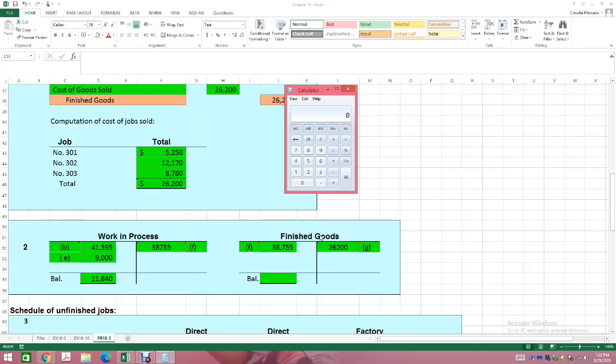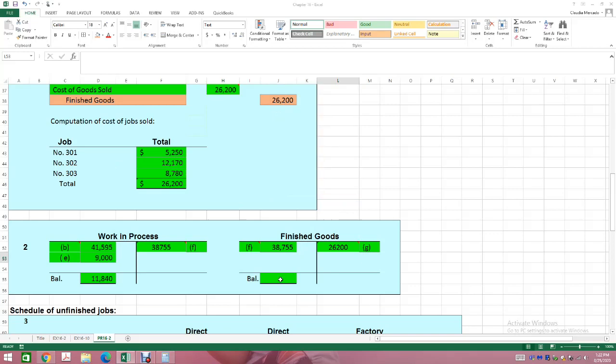These are your inventory accounts. We have work in process, we have finished goods, and we have raw materials, okay? So we've got 38,755. Oh, sorry about that. 38,755, and I'm going to subtract 26,200. That's going to give me a debit balance of 12,555.